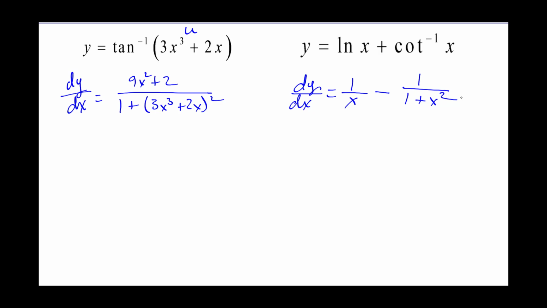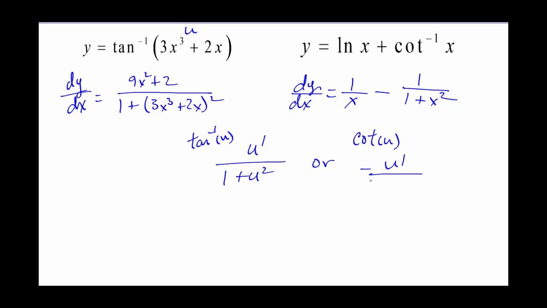So these are pretty straightforward questions, and there's not a lot more that you need to do with them. Of course, you might see product and quotient rule thrown in with some of these, or some other applications as well. But if you remember the basic derivative of u prime over 1 plus u squared for the inverse tan, and for the inverse cotan, negative u prime over 1 plus u squared, you should be able to handle these.